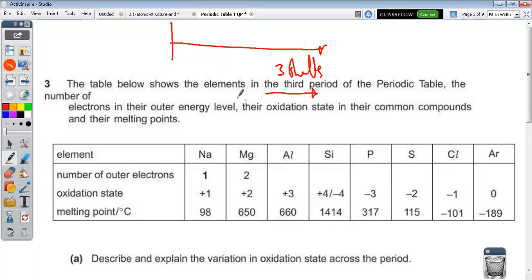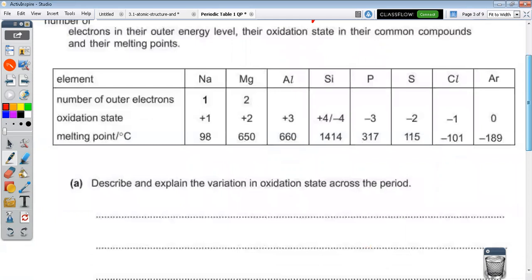Clear? 3 shells starting from 2,8,1, which is what? Sodium. All the way to the last one, which is 2,8,8. You're simply increasing the number of electrons, growing across. Are we together? In terms of the electrons in the outer shell, their oxidation states, their common compounds and their melting points. Clear? Now, let's see what they're asking.